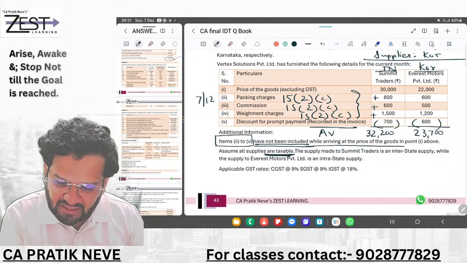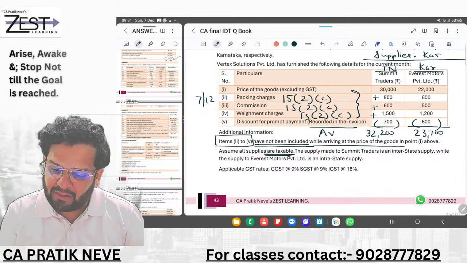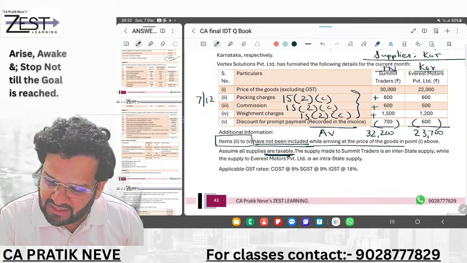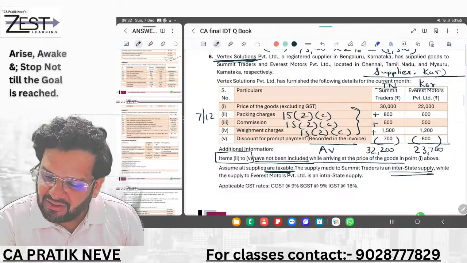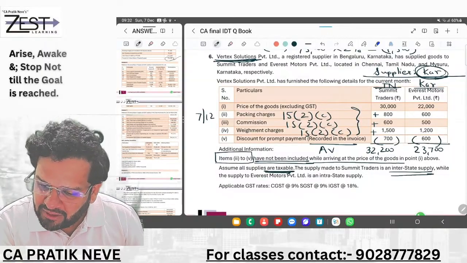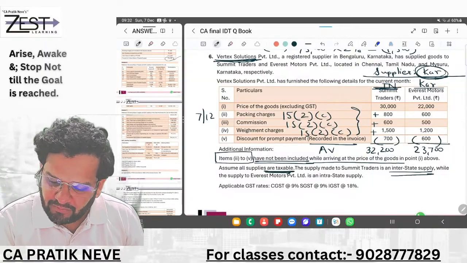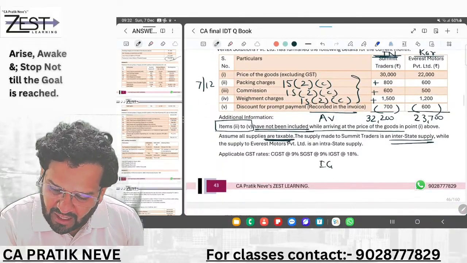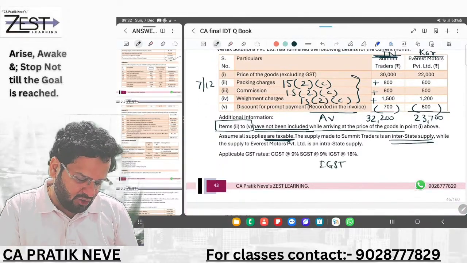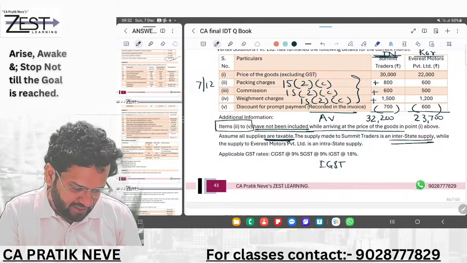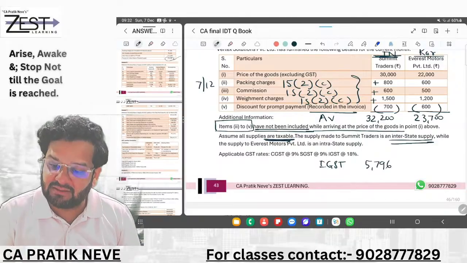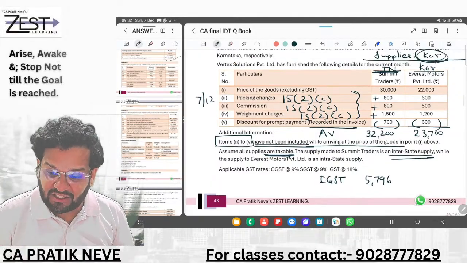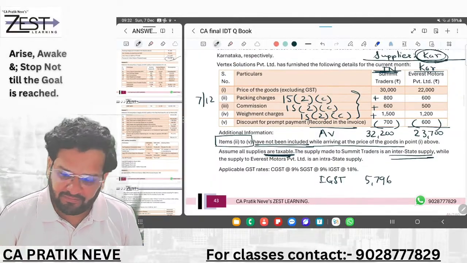Assume all supplies are taxable. Supply made to Sumit Traders is an interstate supply. We already concluded that. Supplier Karnataka, place of supply Tamil Nadu. So please charge on that IGST. So 32,200 into 18%, 5,796. GST also has to be calculated in this case.